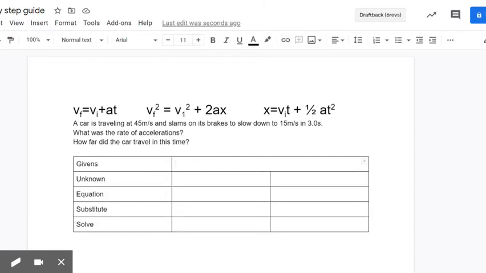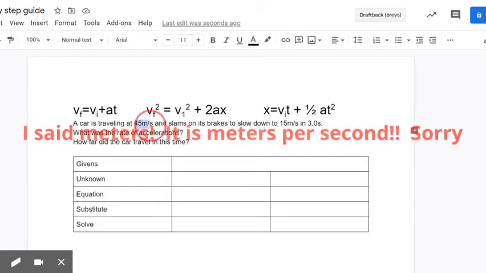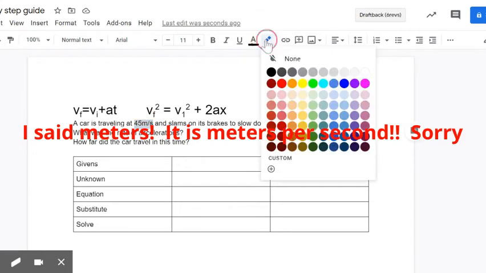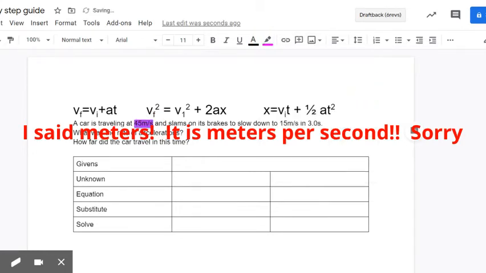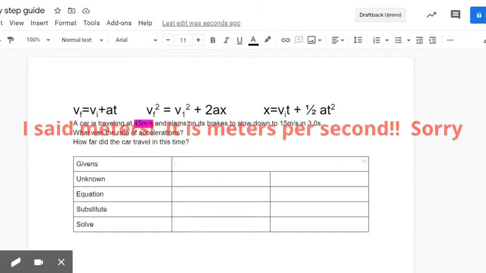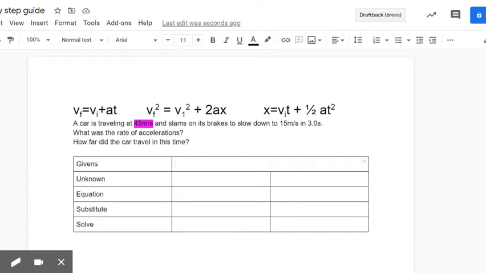So a car is traveling at 45 meters. That's the first number I come across, so I'm going to highlight that. And that is a given, but it's not considered a given until I decide what it is. So it is traveling at, and slams on its brakes. So it was doing 45 and now it's not doing it anymore. So that has to be my VI. I know that it's a velocity because it's labeled meters per second, and meters per second belongs to velocity and speed. So that's my VI, 45 meters per second.